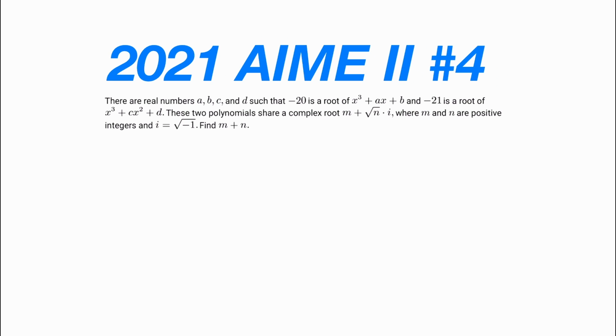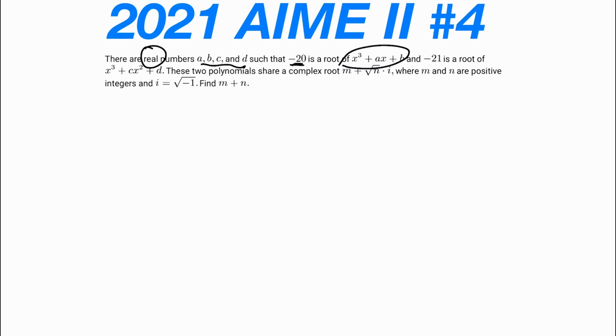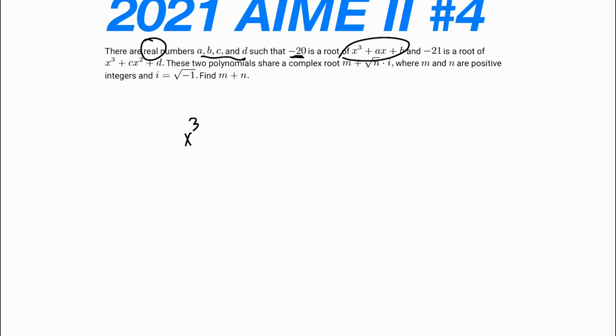In today's episode, I will go over 2021 AIME 2 number 4. There are real numbers a, b, c, and d such that negative 20 is a root of x cubed plus ax plus b.